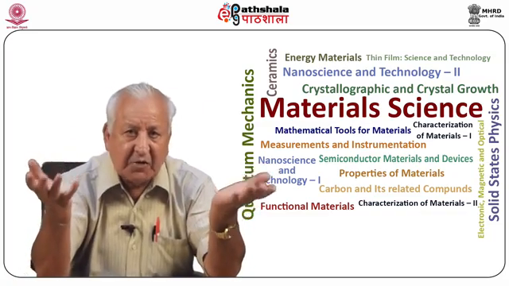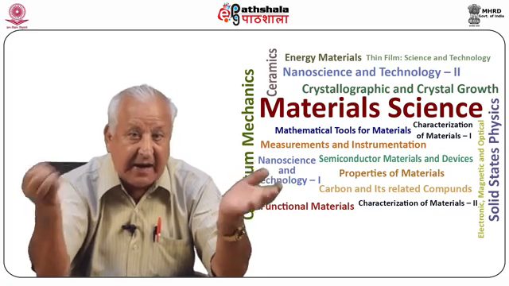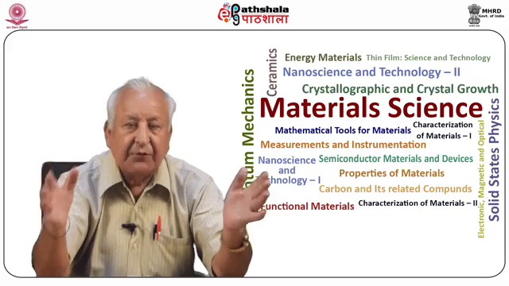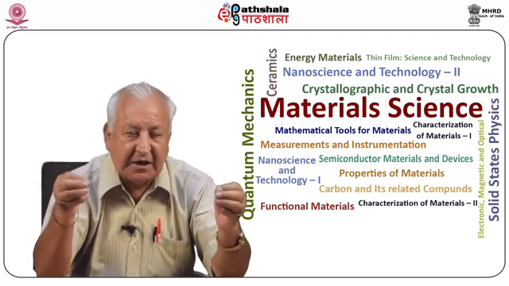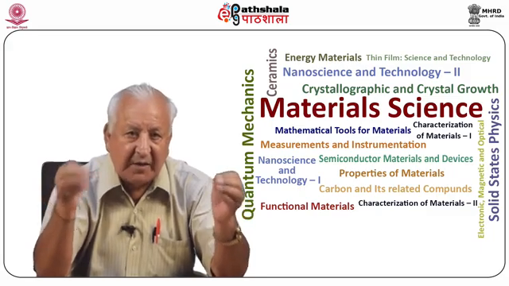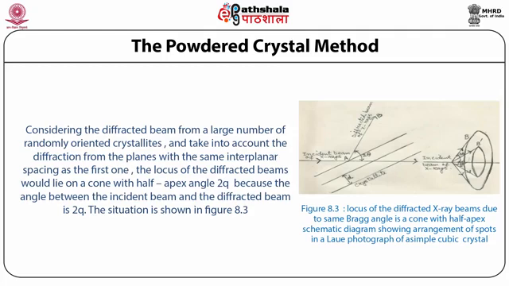Let us consider a monochromatic beam of X-rays which is incident at Bragg angle theta on a set of lattice planes with interplanar spacing small d in some particular crystallite, so that the Bragg condition 2d sin theta = lambda for the above set of lattice planes is satisfied. Considering the diffracted beam from a large number of randomly oriented crystals, and taking into account the diffraction from the planes with the same interplanar spacing as the first one, the locus of the diffracted beams would lie on a cone with half apex angle 2 theta, because the angle between the incident beam and the diffracted beam is 2 theta. The situation is shown in figure 8.3.